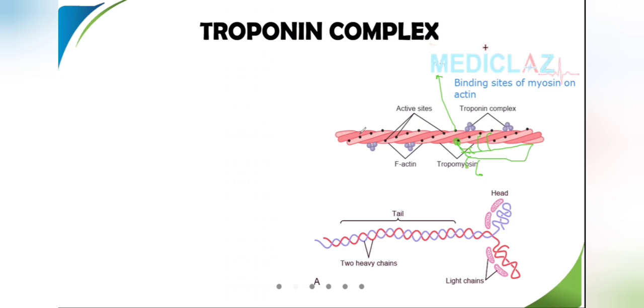But the problem is, this tropomyosin is just like a sari or a twine, which is going and covering the active sites. It is like a cloth hiding the active sites. So it is obscuring the binding sites here. If it is obscured, then the myosin cannot come and bind.